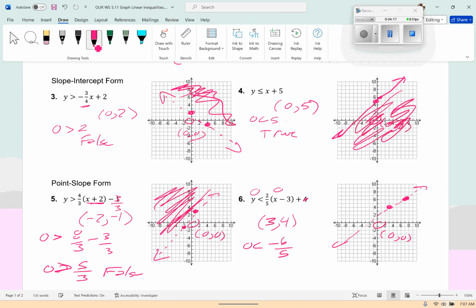Change this to over 1, make times 5 times 5. So I'm going to change that to 20. So plus 20 over 5. So 0 is less than 14/5. Is 0 less than a positive number? The answer is yes, that's true. So we shade down this region here.